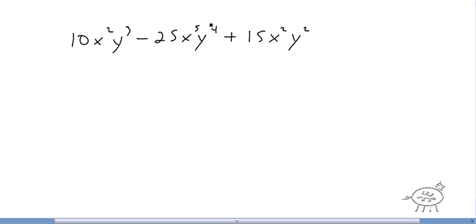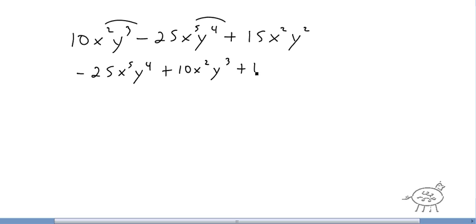So this one is, right, you add that up, that's 9, so that goes first. Negative 25 x to the 5th, y to the 4th. This adds up to 5, right? We're looking at the exponents. So it's plus 10x squared y cubed. And then plus 15x squared y squared. So that is descending order.